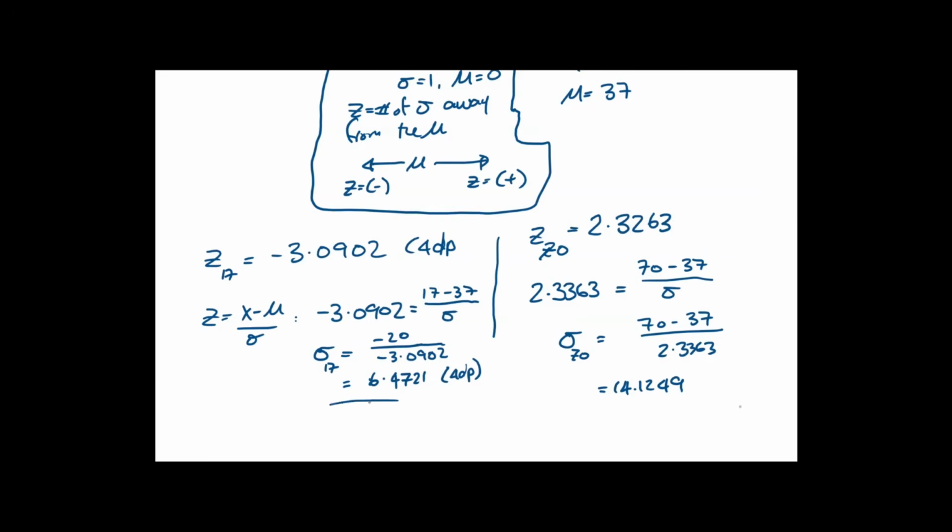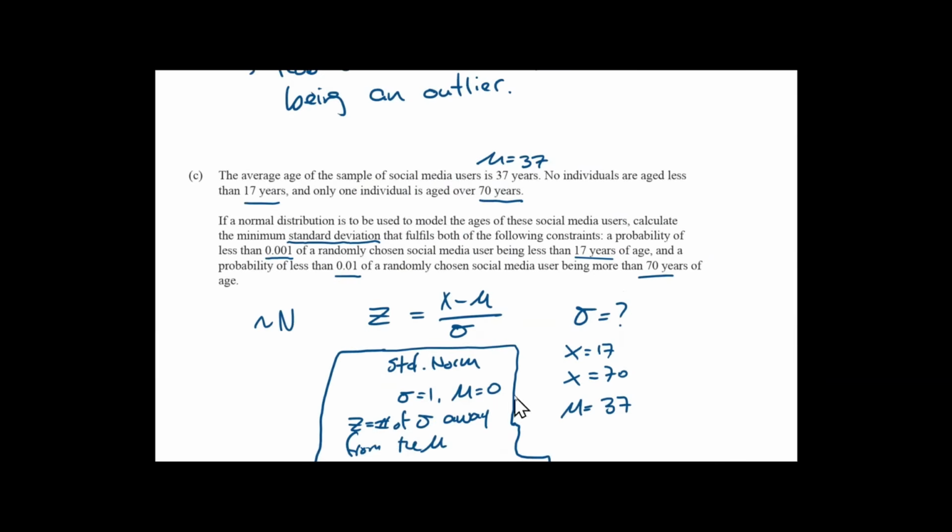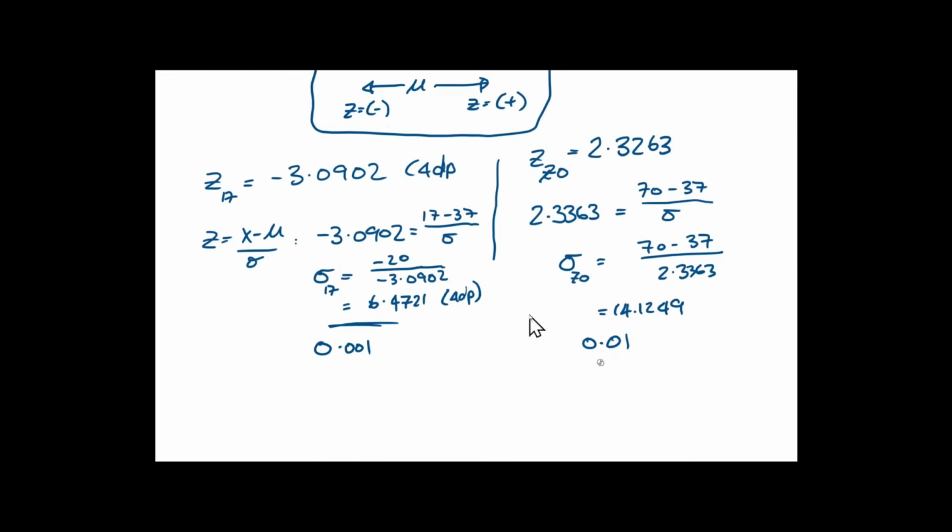This one gives us, we exclude the top or the bottom 0.001, and in this one we exclude the top or the bottom 0.01. Less exact, 10 times less exact. Which one are we going to use? Let's have a look at the wording of the question. So we want something that gives us less than 0.001 and less than 0.01. We're going to choose this one.